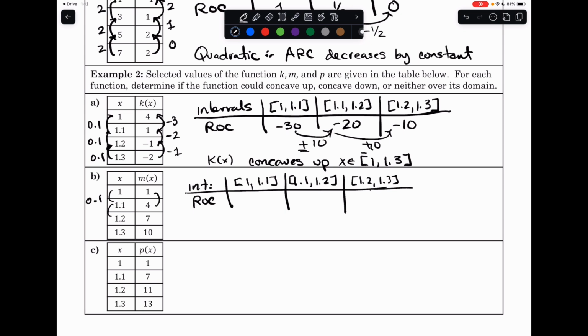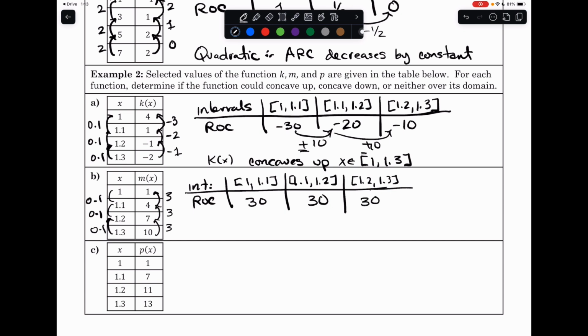From 1 to 4, 4 minus 1, that's equal to 3. 7 minus 4, that's equal to 3. And 10 minus 7, that's equal to 3 as well. So 3 divided by 0.1, that's equal to 30. 3 divided by another 0.1, that's also equal to 30. And the final 3 divided by our 0.1, that's also equal to 30.